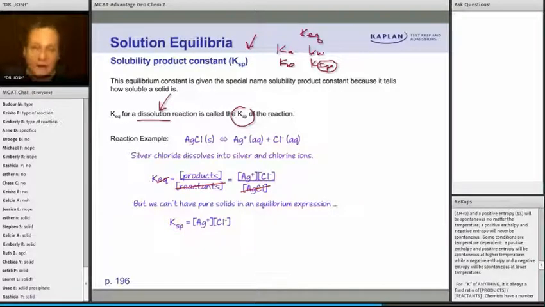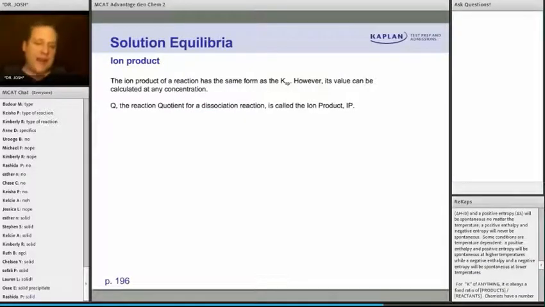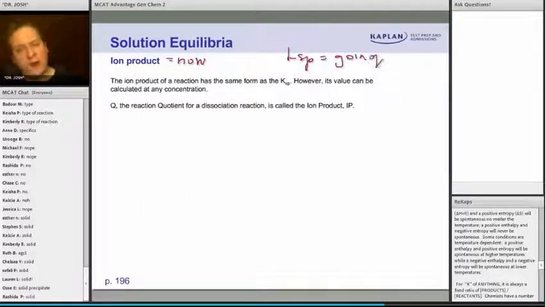Take solid, watch it dissociate into aqueous ions. Always. So when you say KSP, you know what should happen. Ions form from the solid. For the KSP, we're only going to worry about products. The reactant is solid. And note that ion product is where we are right now. KSP is where we're going.